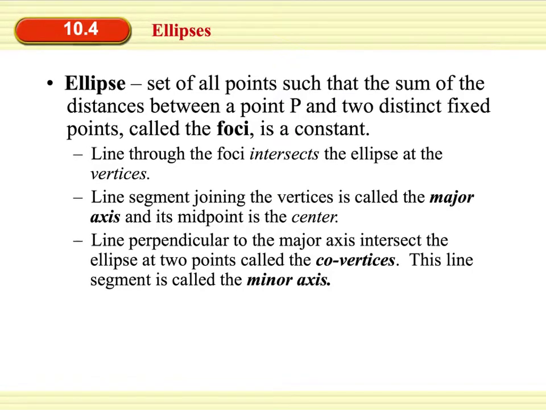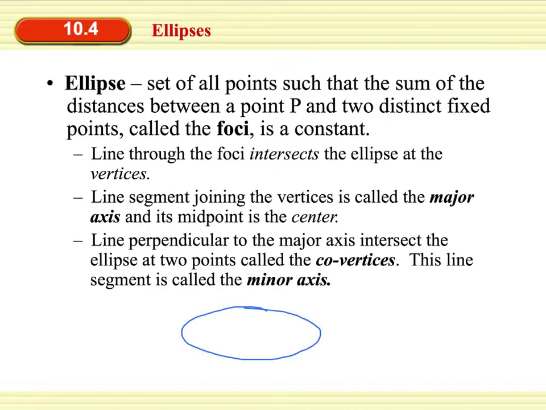To begin with, let's look at what an ellipse is. By definition, an ellipse is a set of all points such that the sum of the distances between a certain point P and two fixed points, which we call the foci, is a constant.